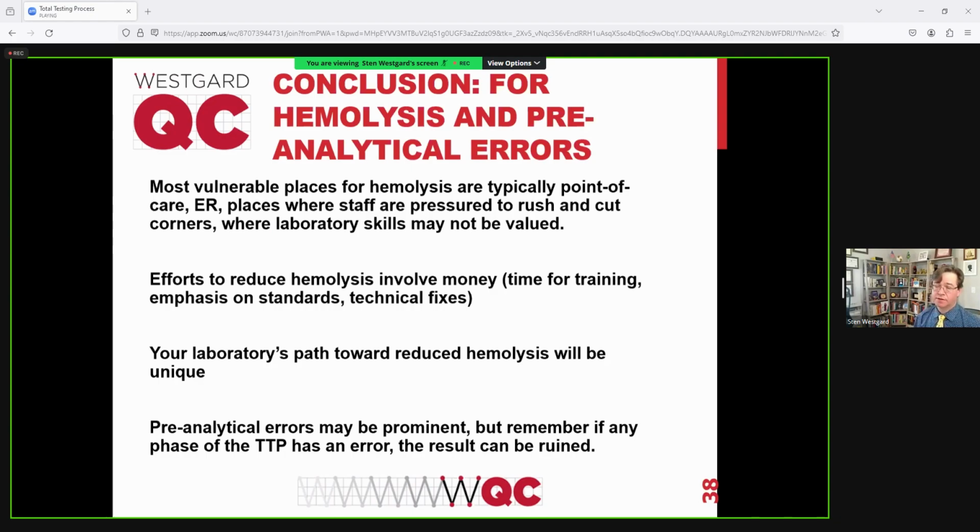It would be nice if there were devices out there that can do the hemolysis check, even if it's a smaller device. So in places at the point of care, in the emergency room or emergency department, the staff are often pressured to, let's get the result, let's do it fast. We're going to cut corners. We're not going to do it perfectly. We just want a number. So they're particularly vulnerable. Training, getting the staff to understand.